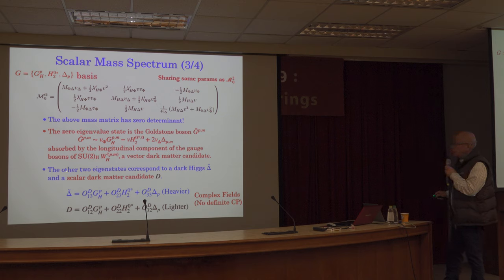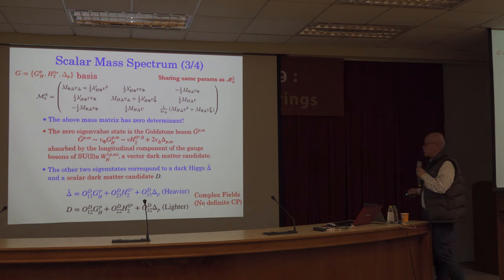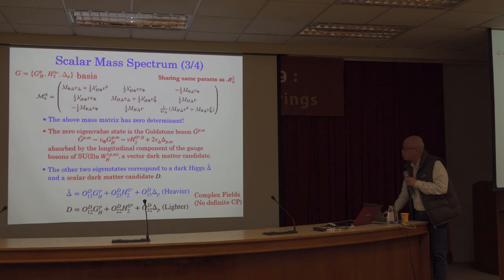I will concentrate on the other two eigenvalues of this matrix besides the zero eigenvalue. One of them will be the lightest one, the D that I mentioned earlier, and the other, heavy one will be the delta trio, a combination of these three. This is a physical state, a mass eigenstate. The D will be a combination of the equivalent here, and the lighter one will be the dark matter candidate. And notice that this is a complex field, and there's no definite CP for these particles.